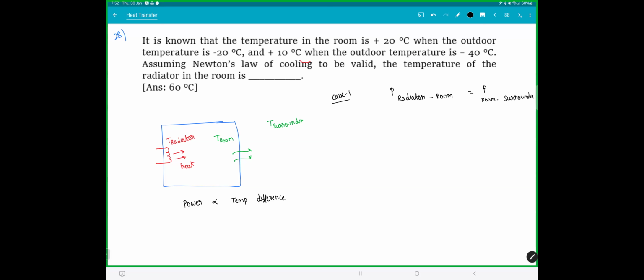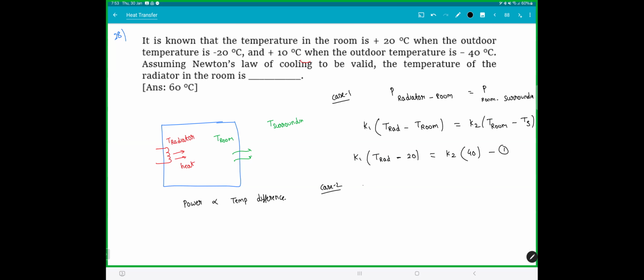And we know the power is proportional to the temperature difference. So let's take some constant K1. This is the temperature of the radiator minus the temperature of the room. From room to surrounding, another constant K2. K1, K2 are unknown. This is the temperature of the room minus the temperature of the surrounding. So for the first case, K1 times the temperature of the radiator, which we don't know, minus room temperature 20. K2, room temperature is 20 and surrounding is -20. So this is 40 degrees.